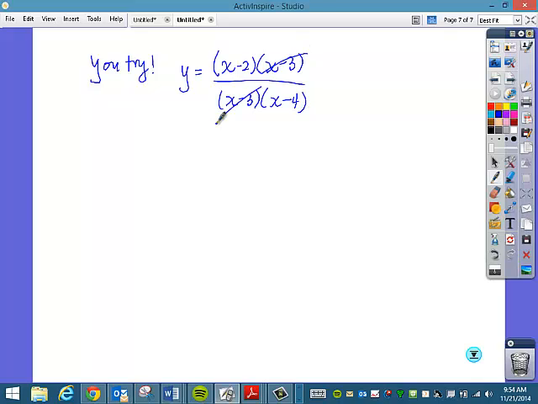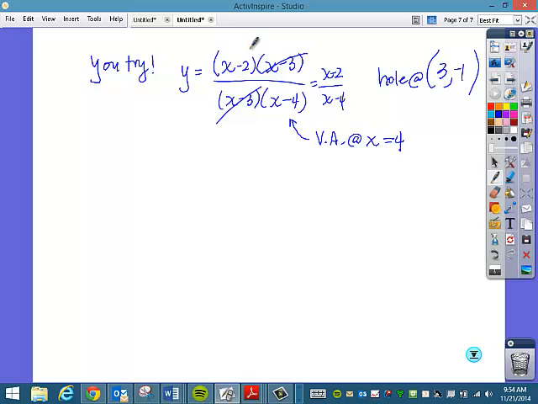The common factor cancels out, so I have a hole at (3, something). I'm left with x minus 2 over x minus 4. When I plug 3 in, 3 minus 2 is 1 over 3 minus 4 is negative 1. So that's the same thing as (3, negative 1). I have a vertical asymptote at x equals 4. I have a zero, an x-intercept, at (2, 0).